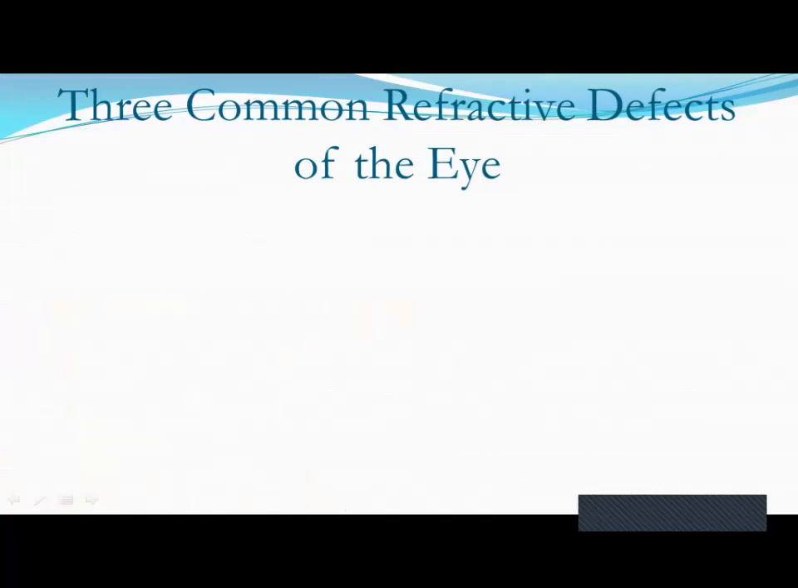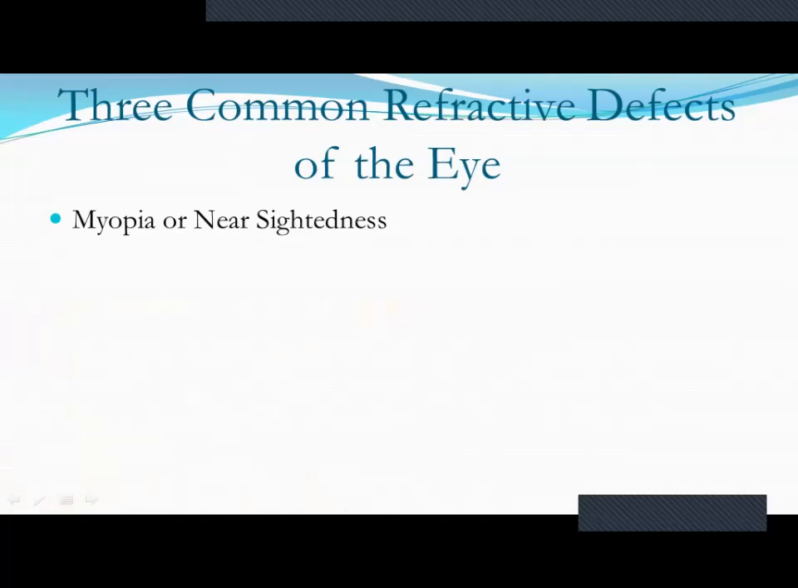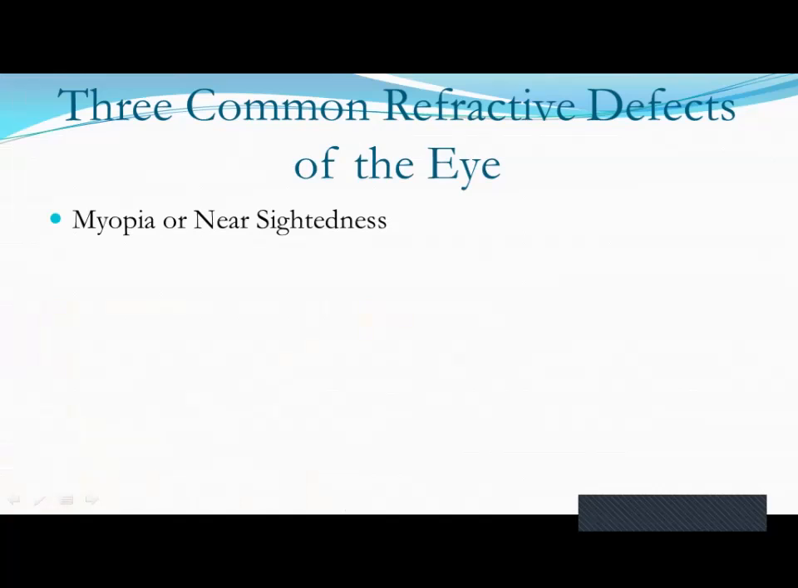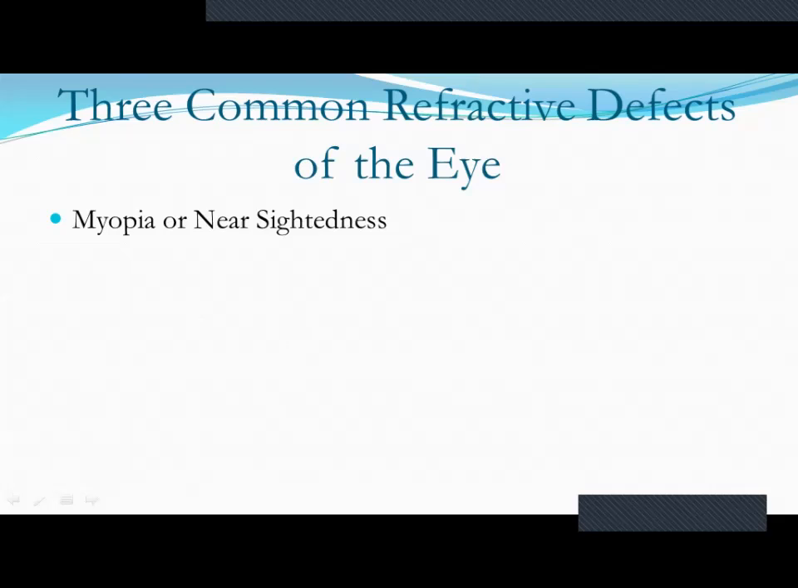Okay, so there are three common refractive defects of the eye. These are happening because of refraction in our eye. The first one is myopia, or nearsightedness. Nearsighted means you can see a nearby object clearly, but you find it difficult to see a distant object clearly. If you see a distant object, it may look a little bit blurred, and you can't see it clearly. So myopia or nearsightedness is the first defect which we find in humans.